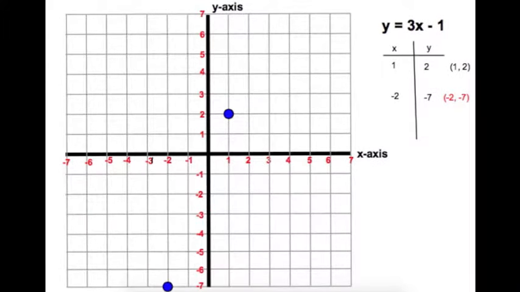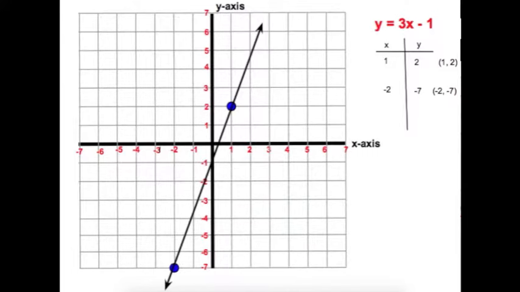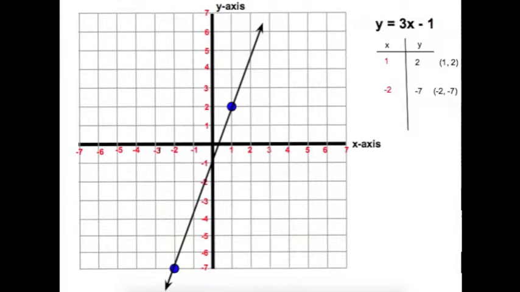At this point, we can draw our line, because we only need 2 points to draw the line. So this would be the graph for y equals 3x minus 1. It's important to reflect quickly on the fact that we could have chosen any values for x and still come up with the same line. We chose 1 and negative 2.